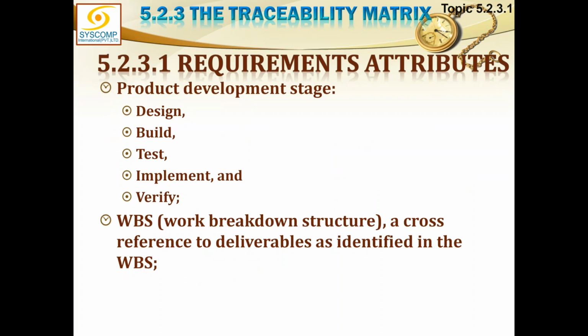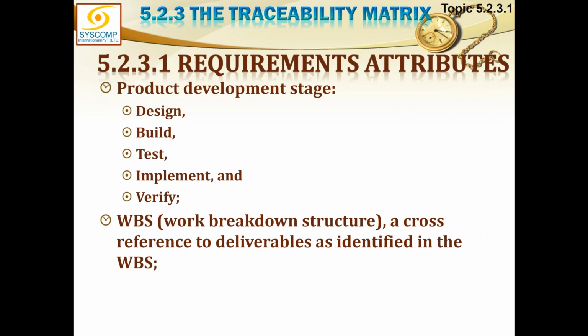Then the product development stage: which stage of development is your product in? If it is design or build or test, implement or verify, whichever one of these choices will be the attribute. So these are the 5 different choices which can be filled into this attribute.